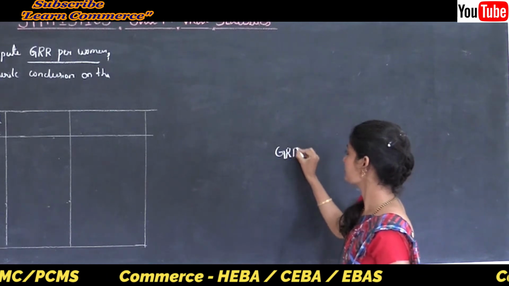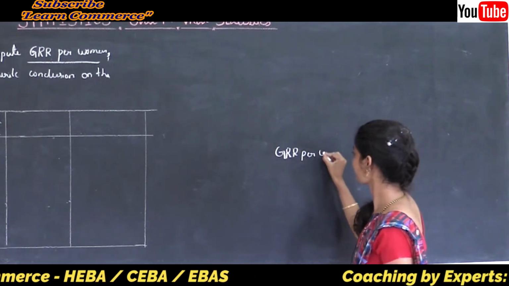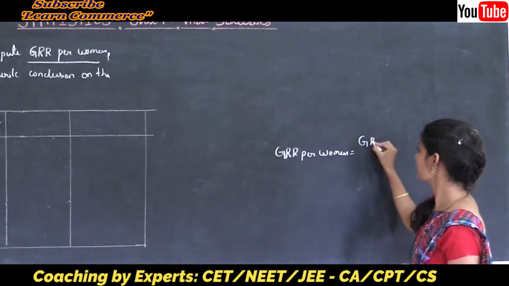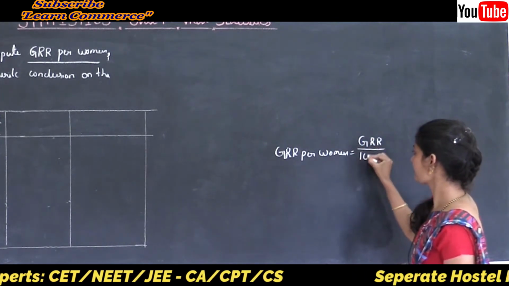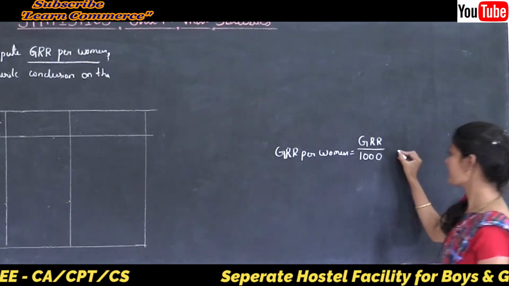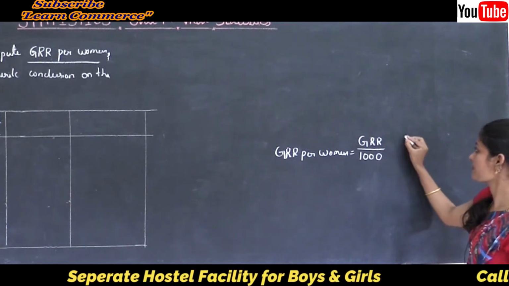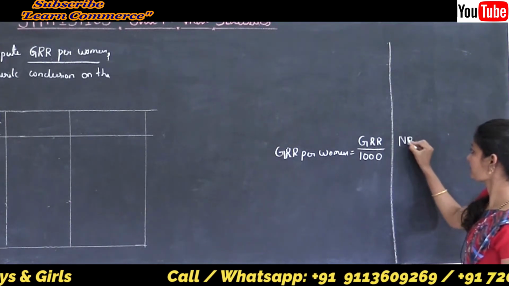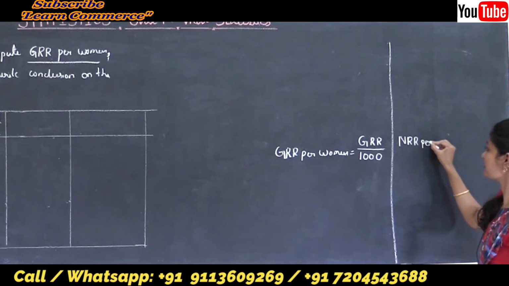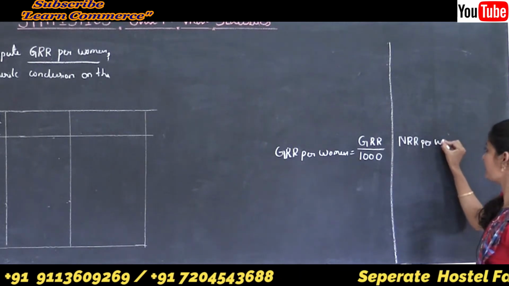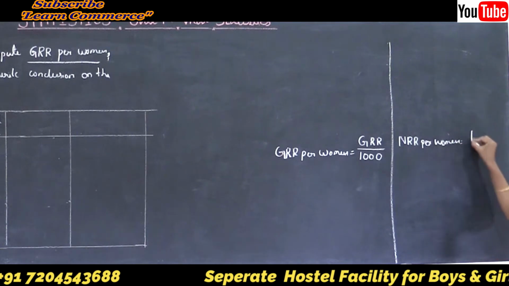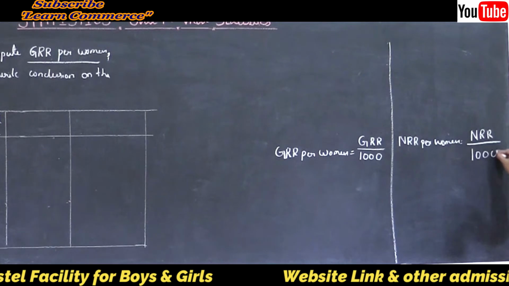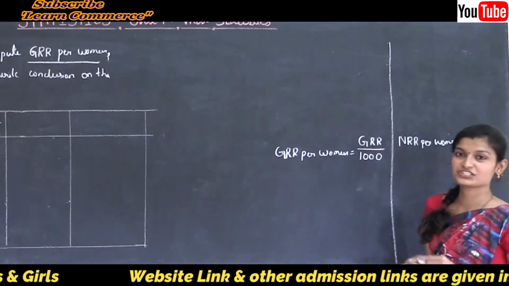GRR per women is equal to GRR divided by 1000. And what is NRR? Here NRR per women, that is net reproduction rate per women, is NRR divided by 1000. Okay, here how to calculate GRR?